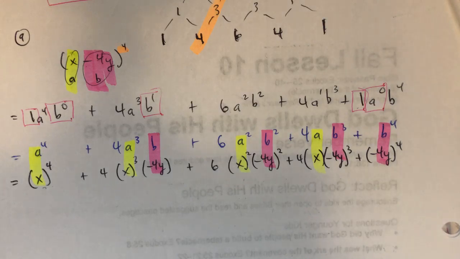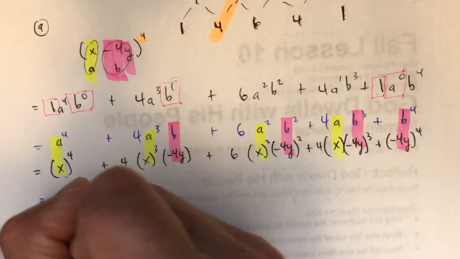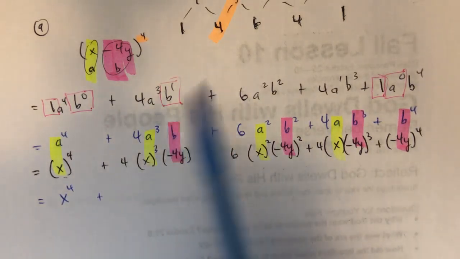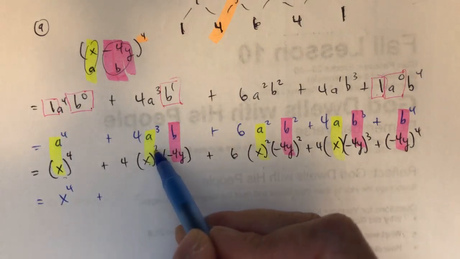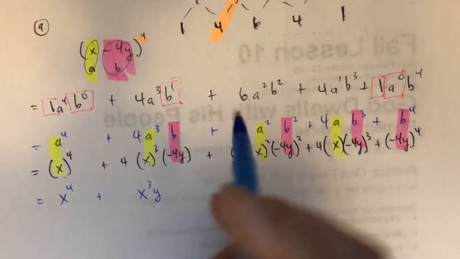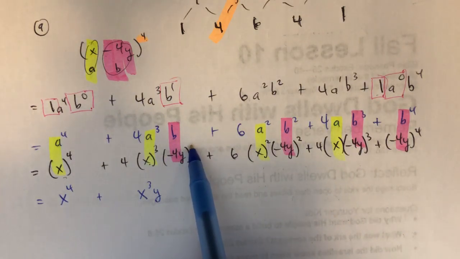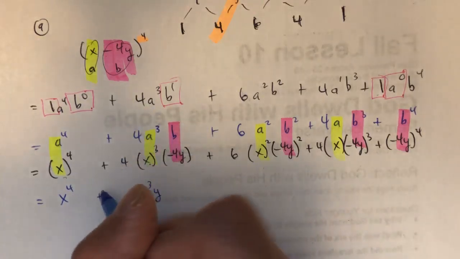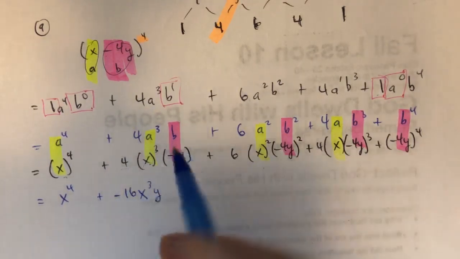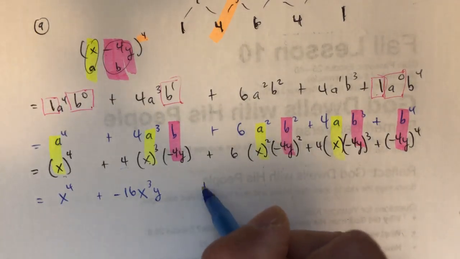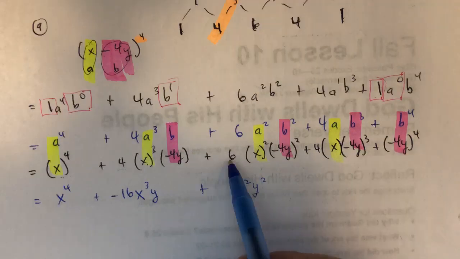All right, we're almost done here. All we have to do now is just simplify. So I have x to the fourth. Okay, this one's going to be x to the third, y. We write them in alphabetical order. This one is just to the first power, so I can just multiply 4 times negative 4, which is negative 16. Okay, this one becomes x squared, and this one is now y squared.